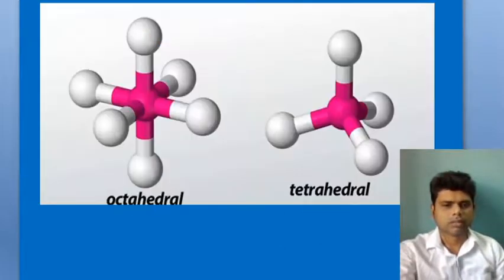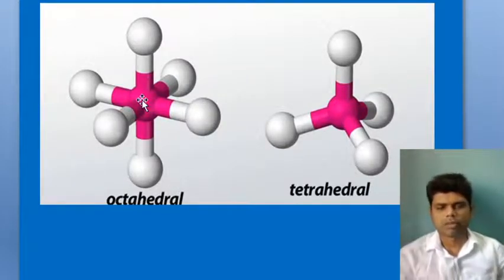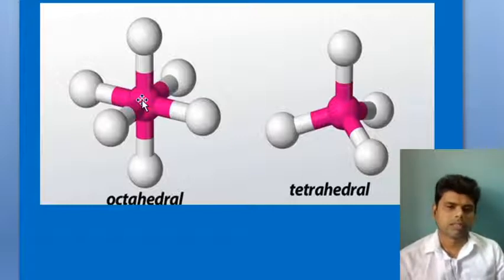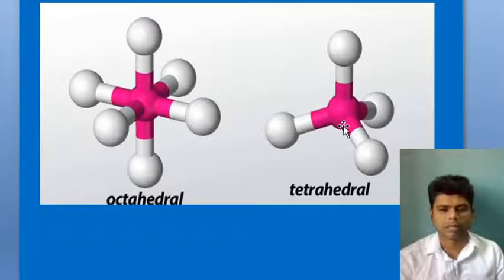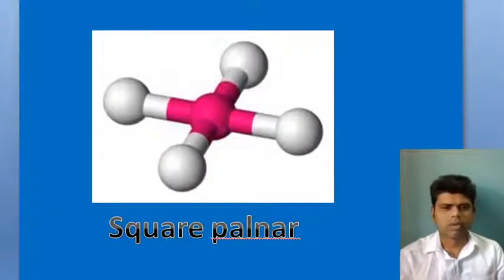So octahedral would look like something like that, where the pink part is your central metal atom or central metal ion, and the white ones represent hexa coordination, an octahedral structure. And tetrahedral would look like something like this, where the pink part is the central metal atom or central metal ion, and these white parts are coordinating ligands. That's how your tetrahedral would look, and the square planar would look like something like this.